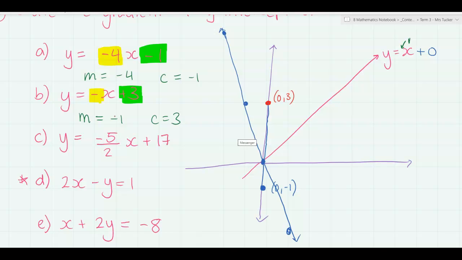So this is a -1. That means from my starting point, I go down 1, left 1. Oops, sorry, down 1, right 1. Down 1, right 1. Down 1, right 1. And that.